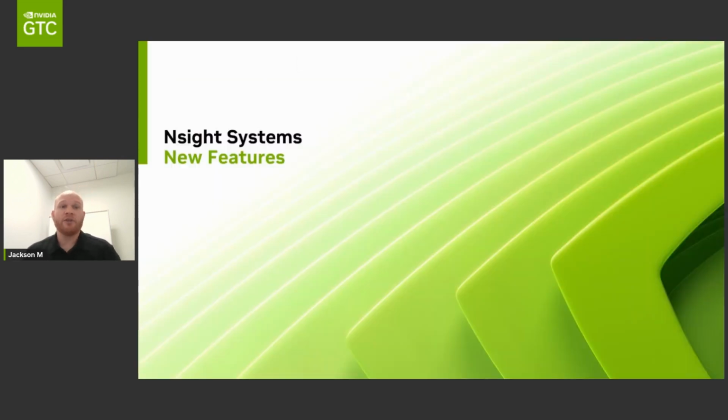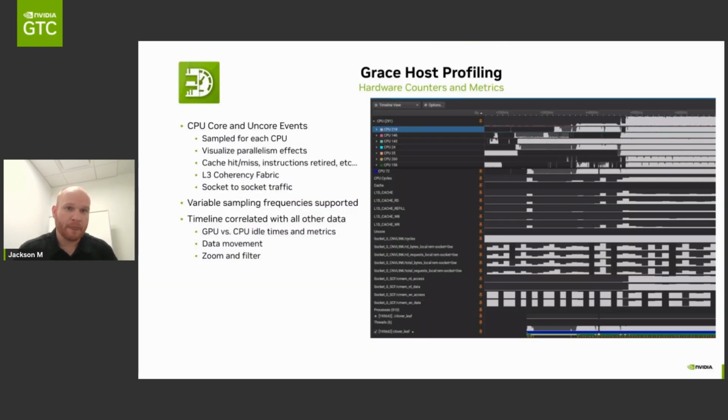Next, let's talk about some of the new features that have been added to Nsight Systems recently. So Grace host profiling using CPU metrics was just recently added. Obviously, the Grace Hopper platform and the Grace CPU is a powerful piece of the HPC and computing ecosystem. So we want to make sure that you're able to profile not just the GPU, but the CPU as well. So we have hardware counters on the Grace CPU that can be visualized in Nsight Systems. So these are going to be things like CPU core and uncore events sampled for each individual CPU.